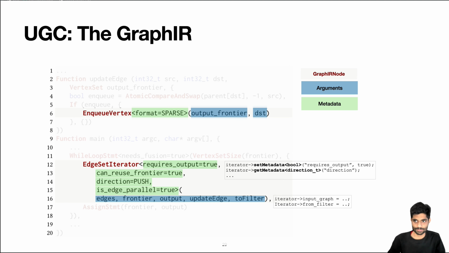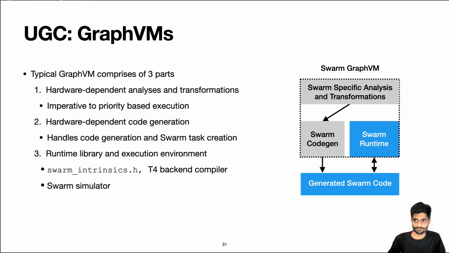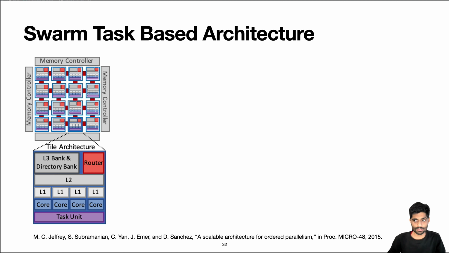The final piece of the puzzle is the graph VMs, or the graph virtual machines. A typical graph VM has three different parts: the hardware-specific analysis and transformations, the hardware-specific code generation, and the hardware runtime. But before we get into the implementation of the graph VMs and the optimizations we pack in them, let us carefully look at the features in our novel architectures and the optimizations they motivate.